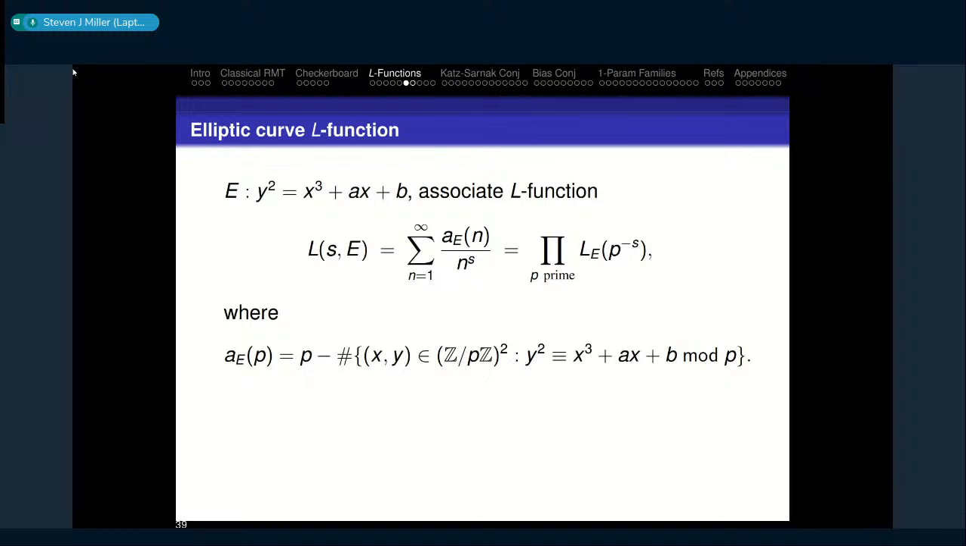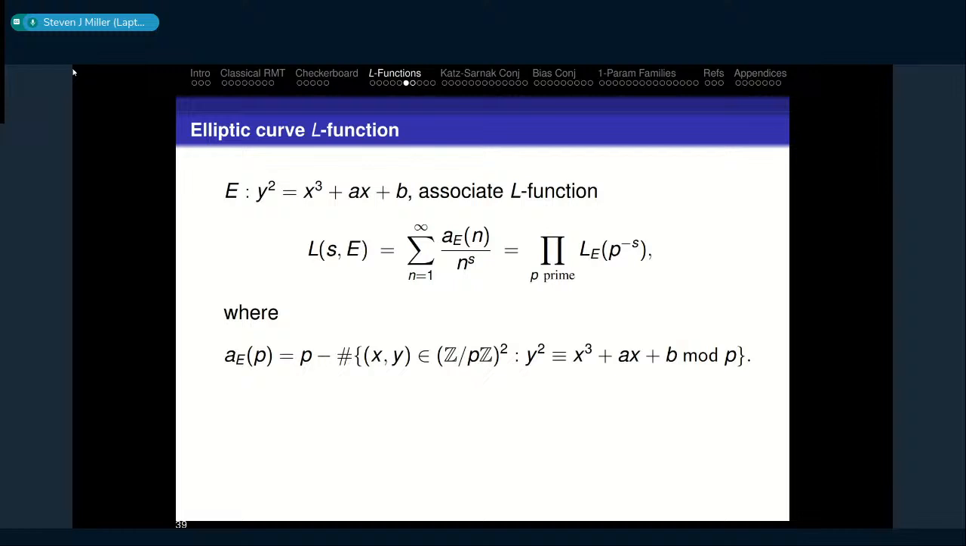So if you do that simple heuristic, you would expect I have P choices for X. Half the time I get two Ys, half the time I get zero. I expect maybe there should be P values of X, Y that work. So let's look at P minus the number of pairs that work. Just take what you expect to be the answer and subtract from that. This is a good way to look at the fluctuations.